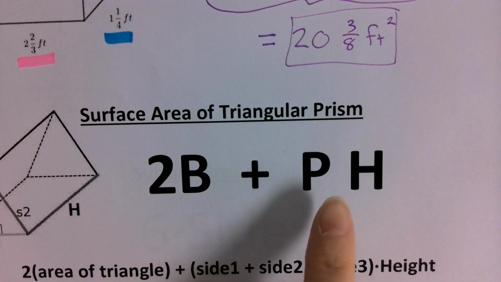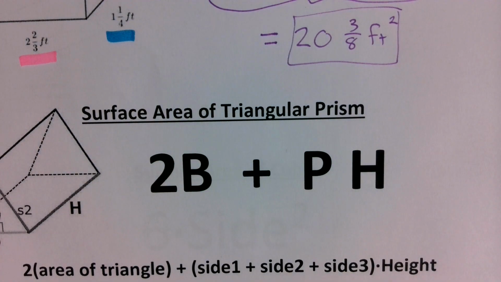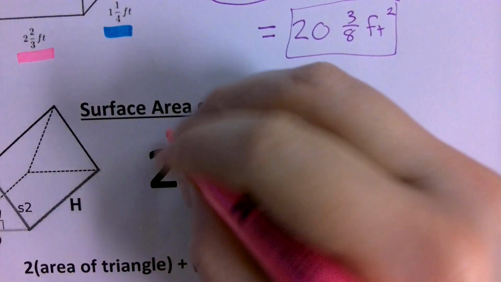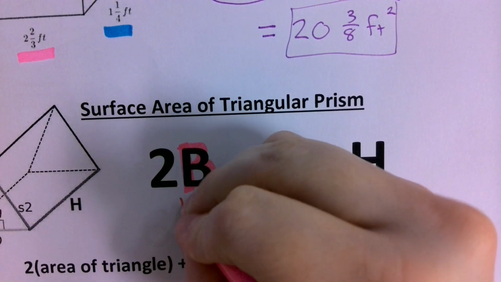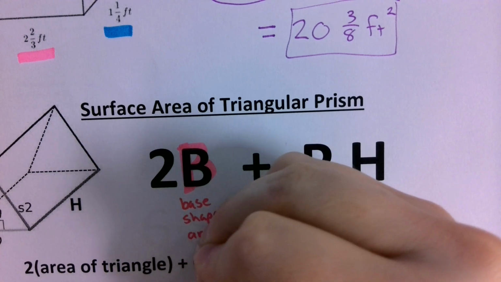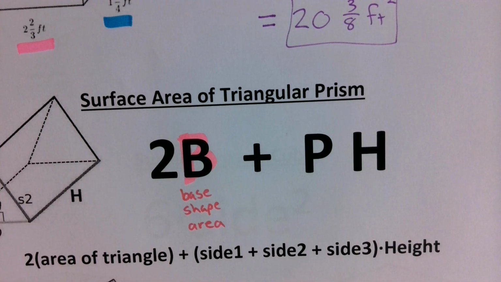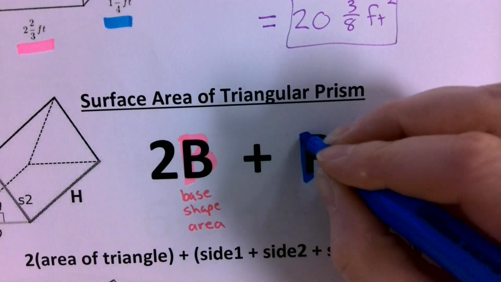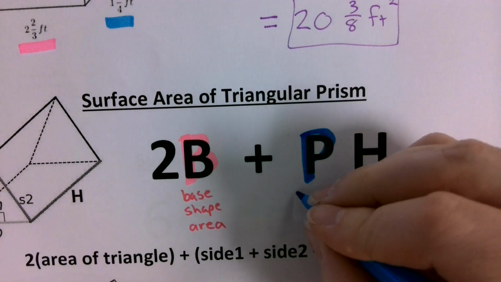Okay, so like I told you before, it follows this universal format where we have 2 times big B plus big P times big H, where we just discussed what each of those represents. Again, big B represents the area of your base shape. Okay, that is your base shape area. So we're just going to reiterate it one more time. Big B is your base shape's area. Capital P, that represents the perimeter of that base shape. So your base shape's perimeter.